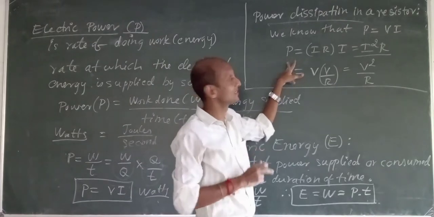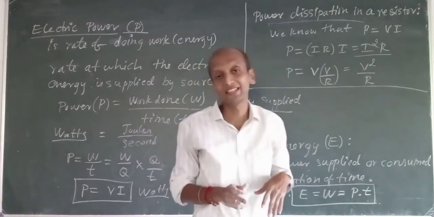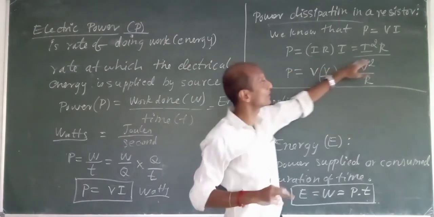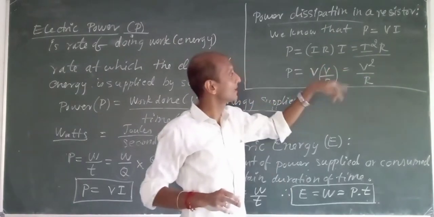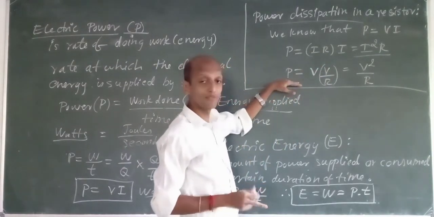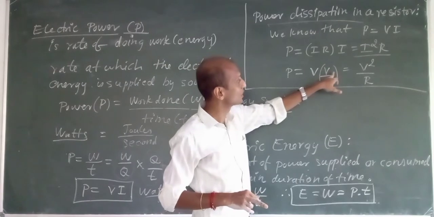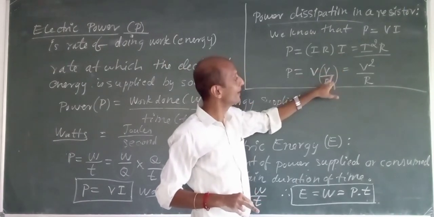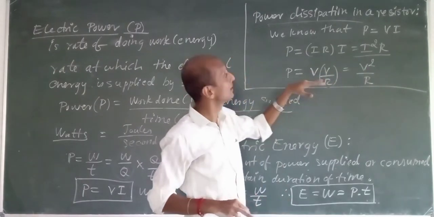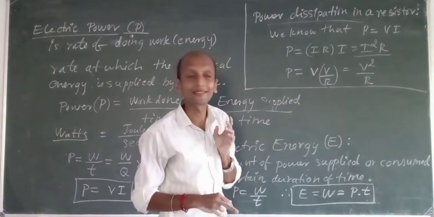So the power consumed in a resistance can be written as I square R, or we say I square R loss. The power dissipated in the resistor is given as I square R, the square of the current into the resistance. Also in the form of voltage, the power dissipated in the resistor is P is equal to V into I, where I is V by R. Multiplying this, it is V square divided by R. So P is equal to V square divided by R.